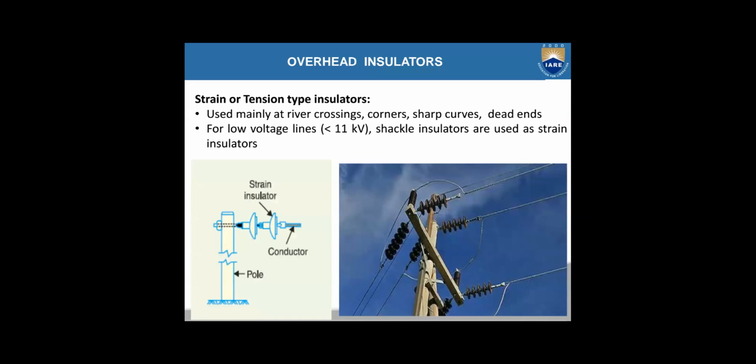And the next type of insulator is the strain or tension type insulator. Right, the strain type insulator is similar in design to the suspension type insulator. In a suspension type insulator, you connect a number of discs in series, and between two discs you have one metal link. In a similar way, in a strain type insulator also, you have a number of discs connected in series, and each two discs are connected with one metal link.